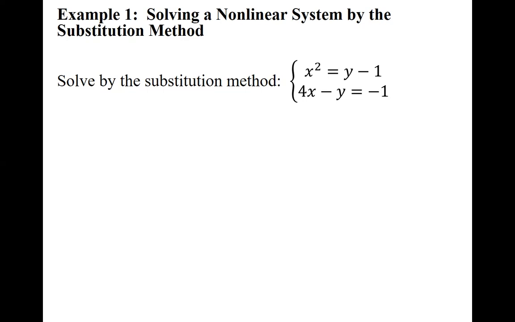We have substitution. Here we have x squared equals y minus 1, and 4x minus y equals negative 1. That first equation having an x squared in it means it's a parabola. It is not a line. This is therefore a nonlinear system.